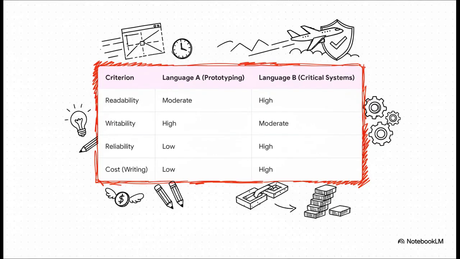Imagine language A is for rapid prototyping. You want to build something fast. It's going to have high writability and be cheap to develop in, but it sacrifices reliability. Now look at language B. This is for something like flight control software. Here, you need extreme reliability and readability above all else. You're willing to trade a little writability and accept a higher development cost because failure just isn't an option.